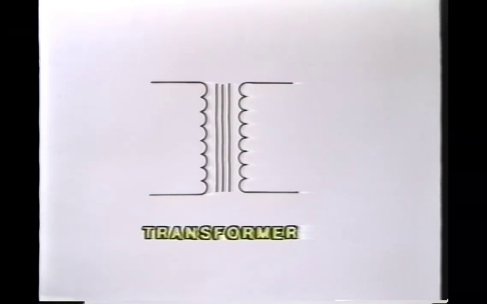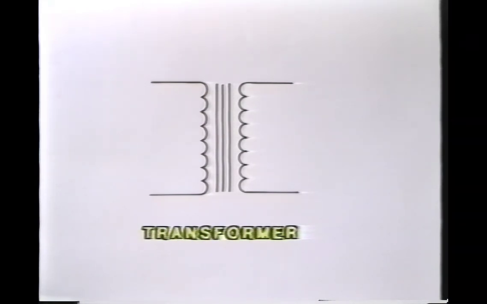This is the schematic symbol for a transformer. As usual, the schematic symbol is supposed to represent the part, and in this case actually looks something like a transformer. The iron core is represented by the vertical lines in the center of the symbol, and the two coils are shown on either side of the core.